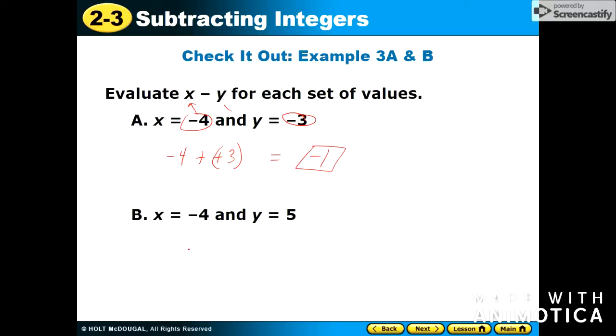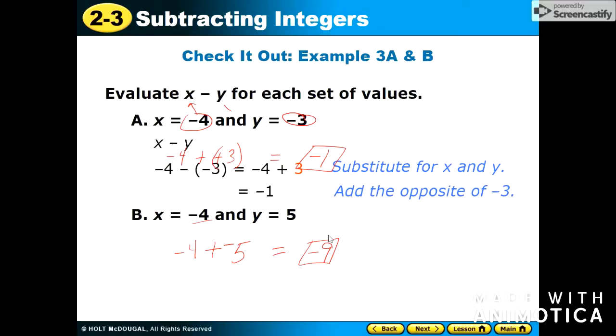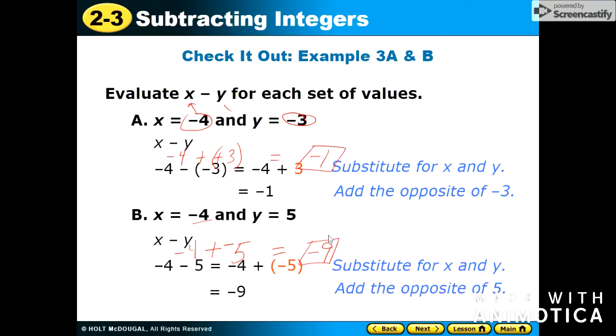And letter B, I would have negative 4 for x minus y, which is 5. Negative 4 minus, change my subtraction to addition, and the next number to its opposite. So now I'm adding two numbers with the same sign, so I just need to add them and keep the sign. Should give me a total of negative 9. Okay. Let's just double check. Negative 1, yes, and negative 9, perfect.